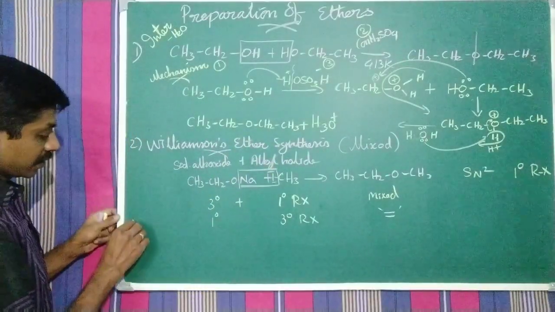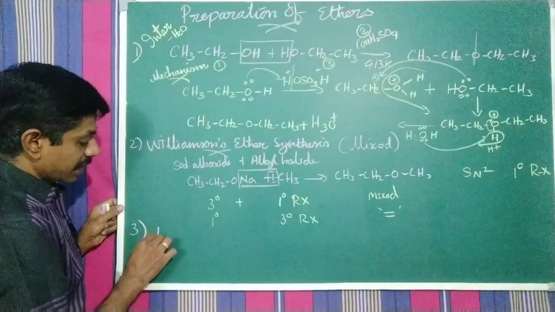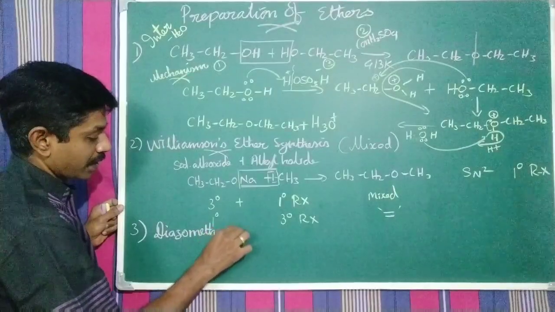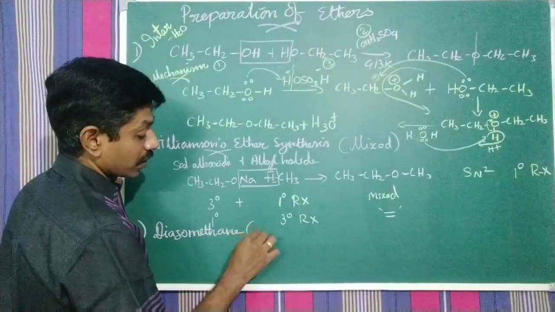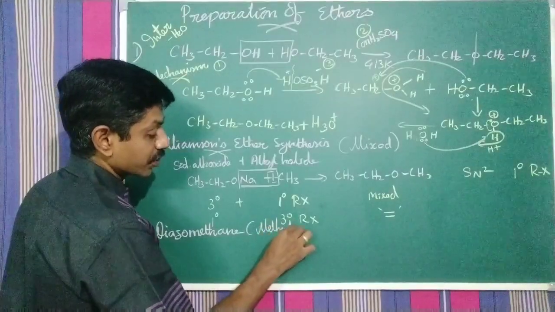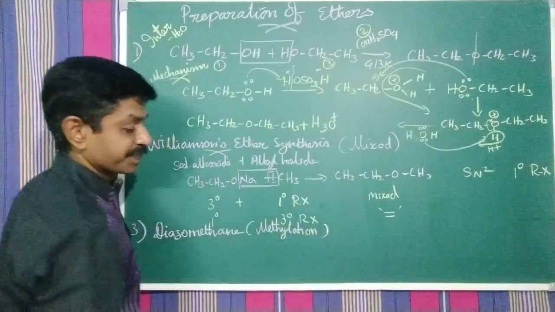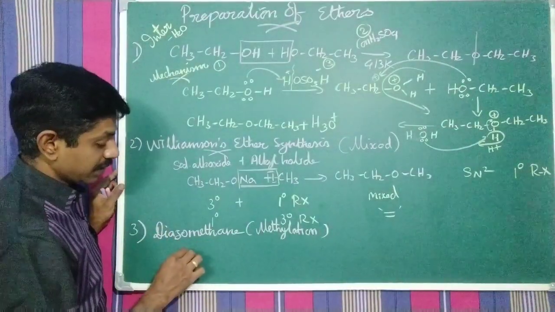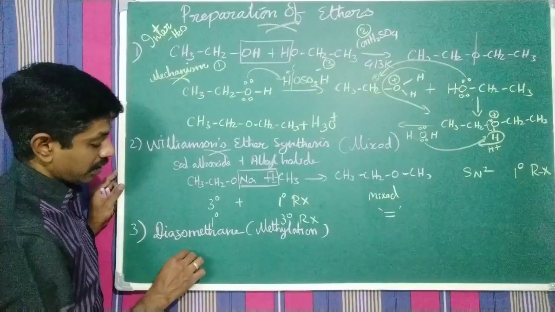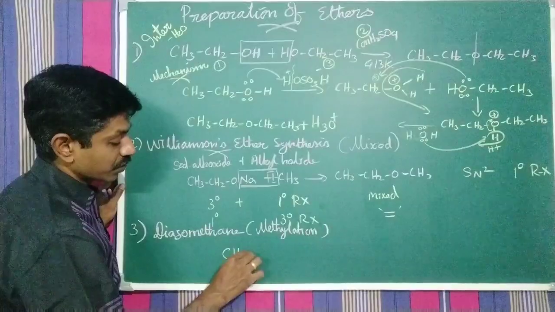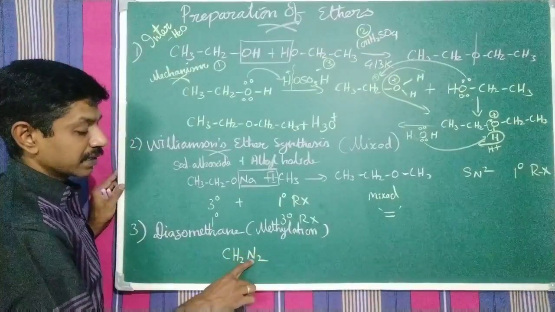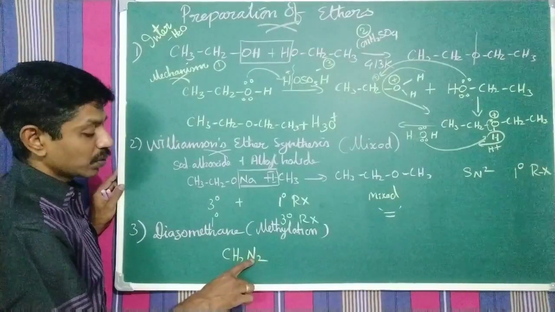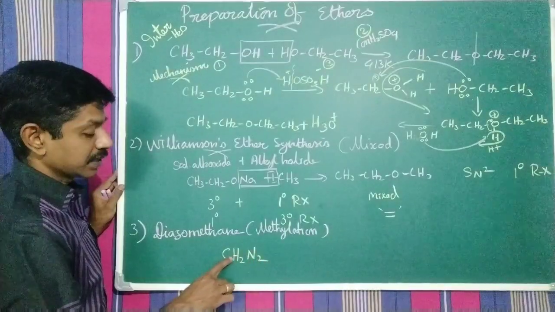And in the third method, we are going to talk about diazomethane's influence. That is, we are talking about a process called methylation, addition of a methyl group. How do we do it? In the simplest method possible, you can take diazomethane, CH2N2. Nitrogen is otherwise known as azo, so 2 nitrogens we call diazo, and this is methane.